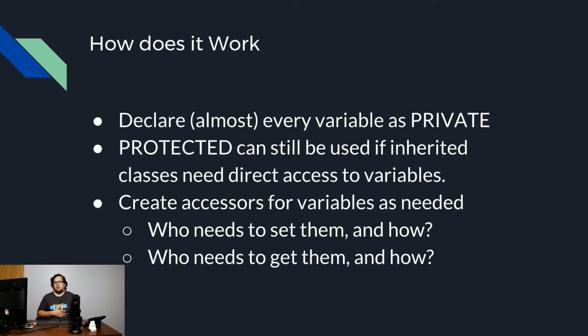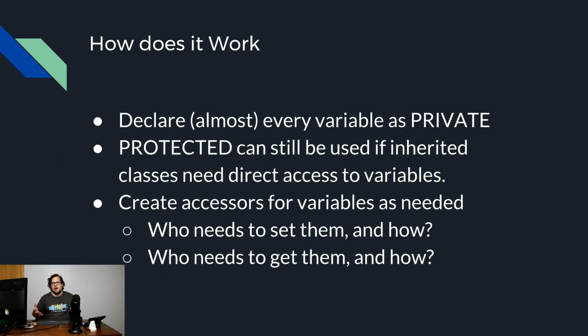So first off, how does it work? Declare almost every variable as private. And I do say almost because I do think there's some cases for protected because your inherited classes may still need access to that. So I personally would say in most cases, especially in beginner level Java, most of your variables should always be private, if not all of them. And then you create the accessors. So you create the setters and getters for the variables as they're needed.